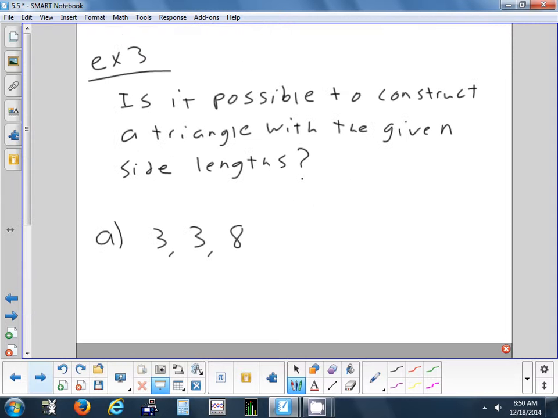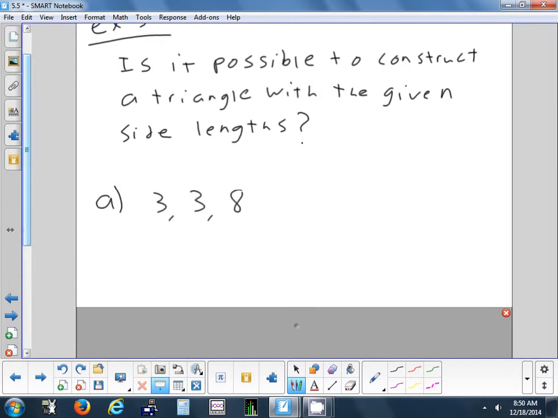All right, so let's go back. We have sides 3, 3, and 8. Okay. So what do you think, Dakota? Based on that theorem, could those 3 sides make a triangle? So we're checking that any 2 sides added together are bigger than the third. Okay? Let's run through all of them.